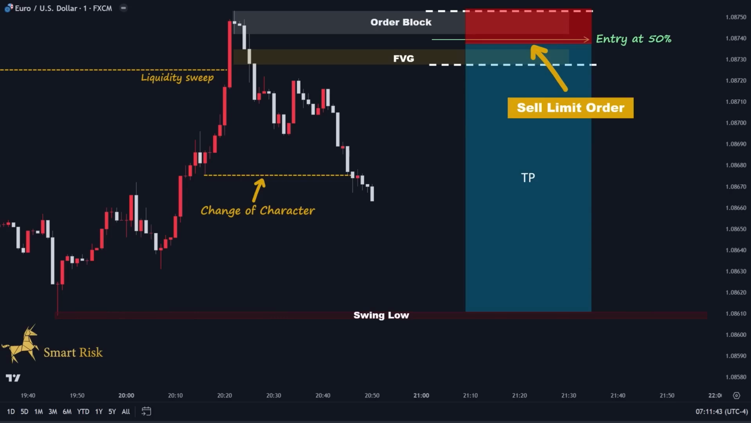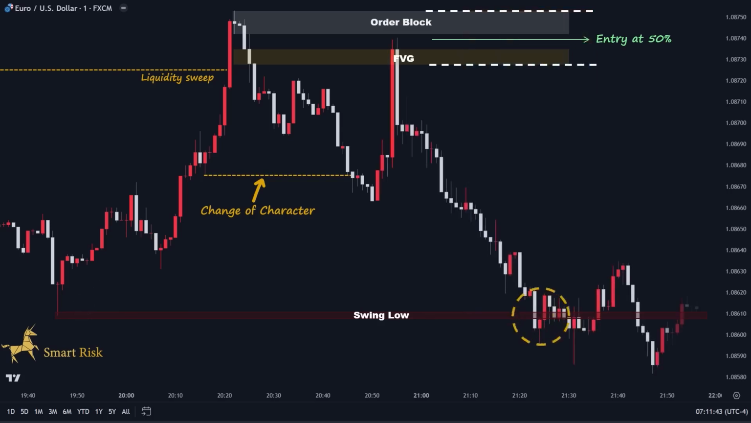To maintain a strong risk management strategy, I'll also place the stop loss a few pips above the zone's highest point. My focus for the take profit target is set on this particular swing low, as it presents a significant level where we expect price to potentially reach. Now, we must monitor the market closely and let the trade unfold according to our analysis. Our sell order has been activated, and we are officially in the market. As anticipated, the price moved downward after the activation of the sell limit order, eventually reaching our take profit target.